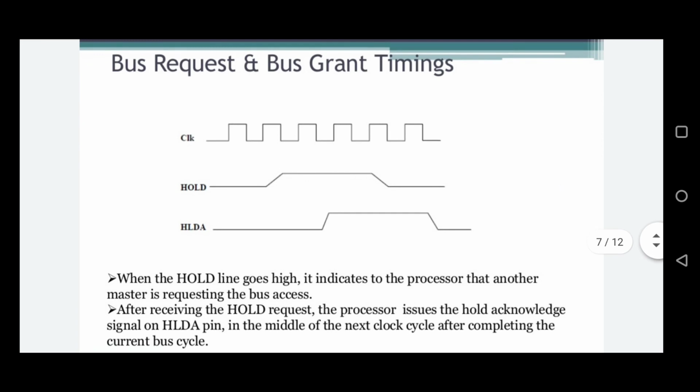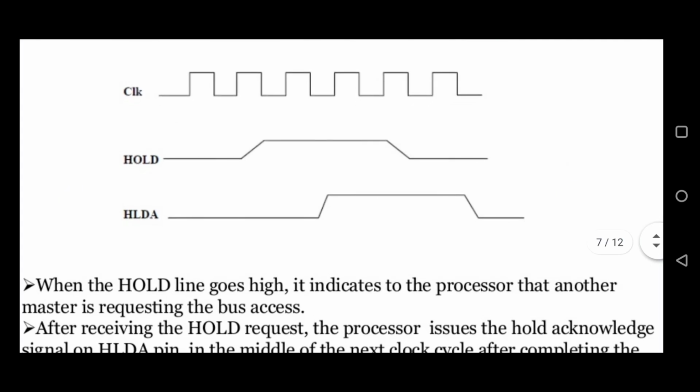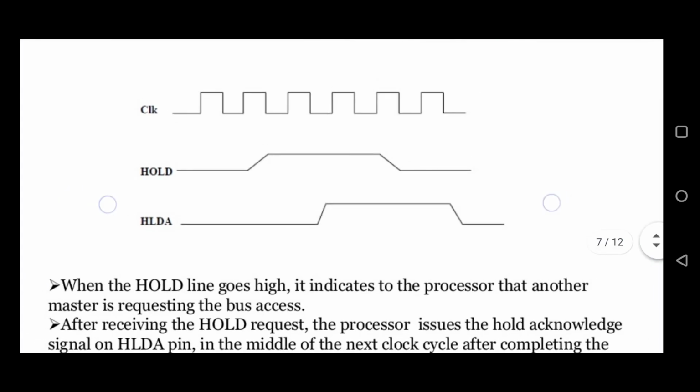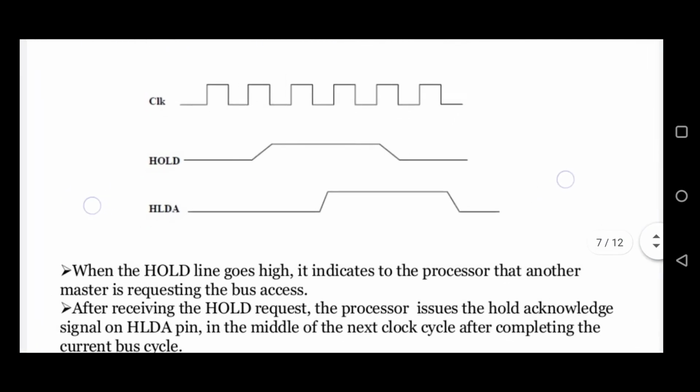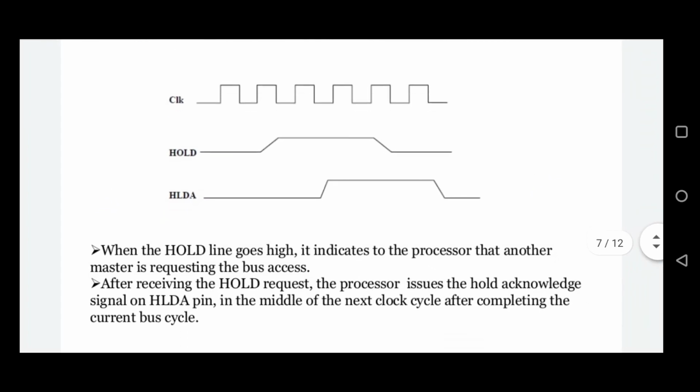So next is bus request and bus grant timings. At first the clock signal is there, and next is hold. Hold is basically a request signal. When the hold line goes high, it indicates to the processor that another master is requesting bus access. See, the hold signal is always activated at the rising edge of the T2 clock cycle. That is the rising edge.